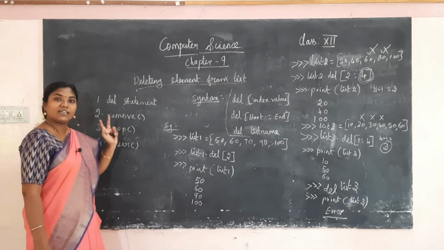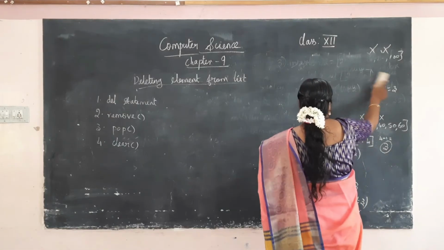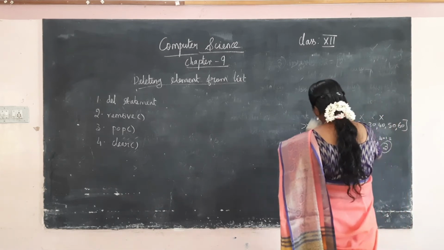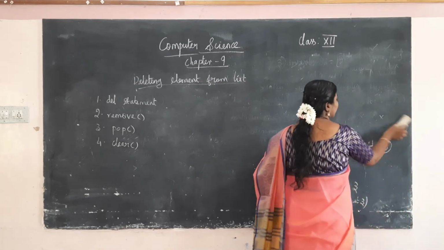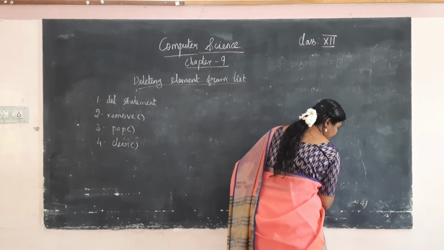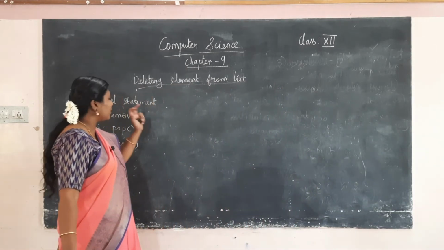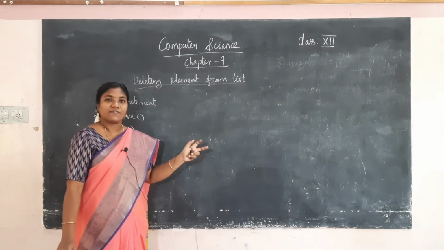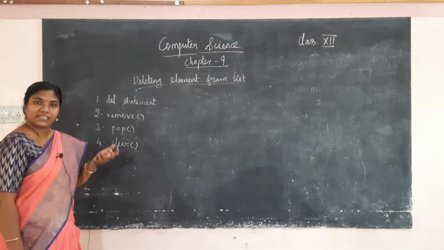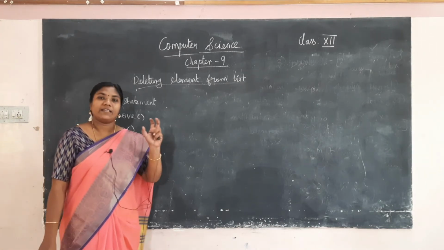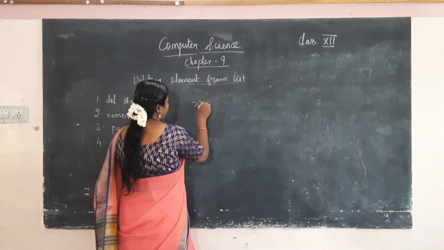So first we have seen the del statement. Next we are going to see the remove function. For the del statement, if you want to delete an element, you must be clear about the index. If you know the index value of the element, you can use the del statement. Suppose you are not aware of the index value and you want to delete a particular element, then you can use the remove function. Okay, so let me have a list.